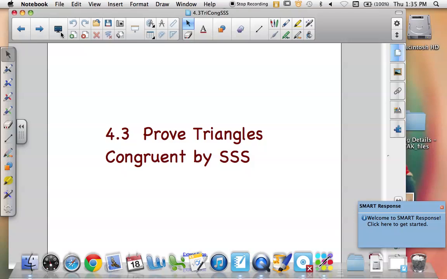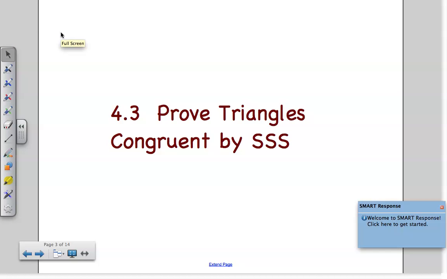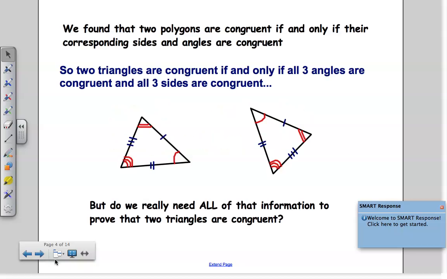In section 4.3, we're proving triangles congruent by side, side, side. That's what the SSS stands for. And this is going to be the first of a few shortcuts that we use to prove that triangles are congruent. As of right now, what we talked about yesterday is that two polygons are congruent if and only if their corresponding sides and angles are congruent.